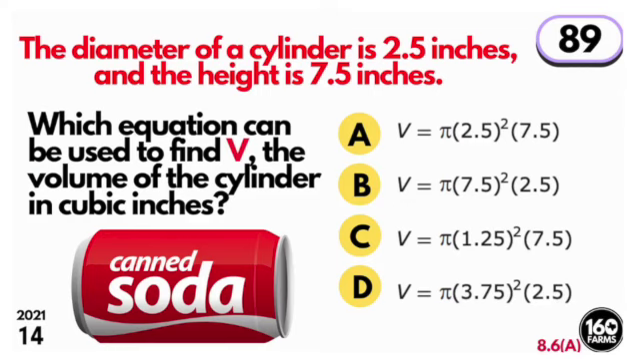Number 14, the diameter of a cylinder is 2.5 inches and the height is 7.5 inches. Which equation can be used to find V, the volume of the cylinder, in cubic inches? So let's look at our formula first.